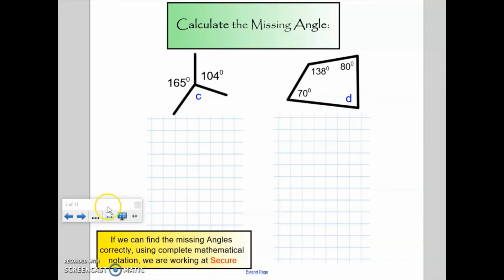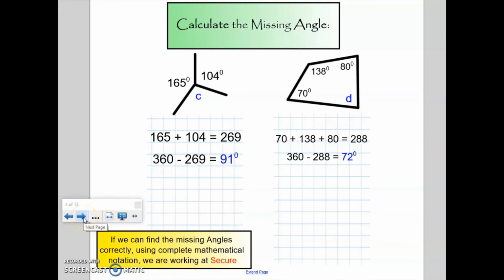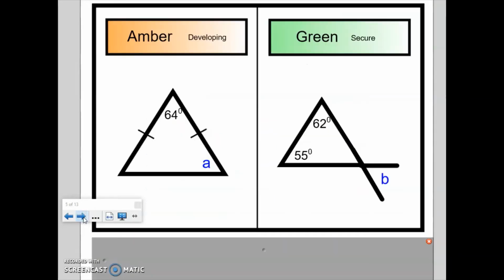Just like the previous two questions, I would like to see a little bit of working out for these calculations. Show me the additions you're doing, show me the subtractions. If you need to work in columns, then that is fine as well. But showing me some maths, showing me some notation, rather than using this as a mental arithmetic exercise. Let's have a look at a few more questions on angle facts.